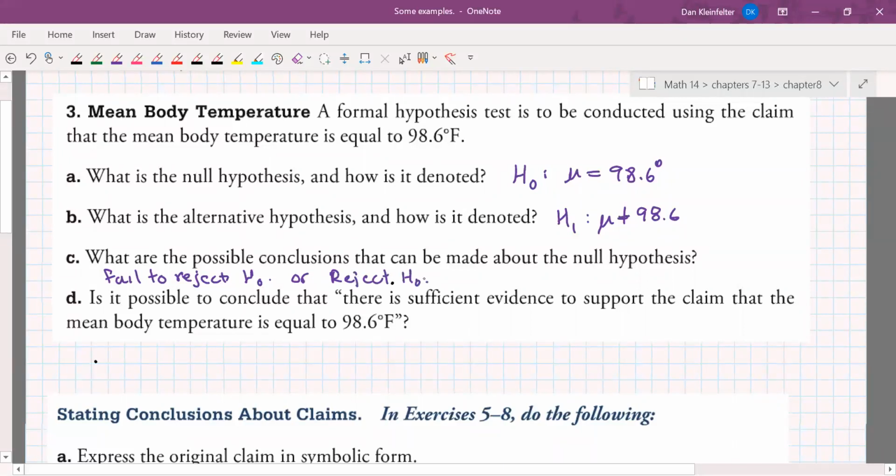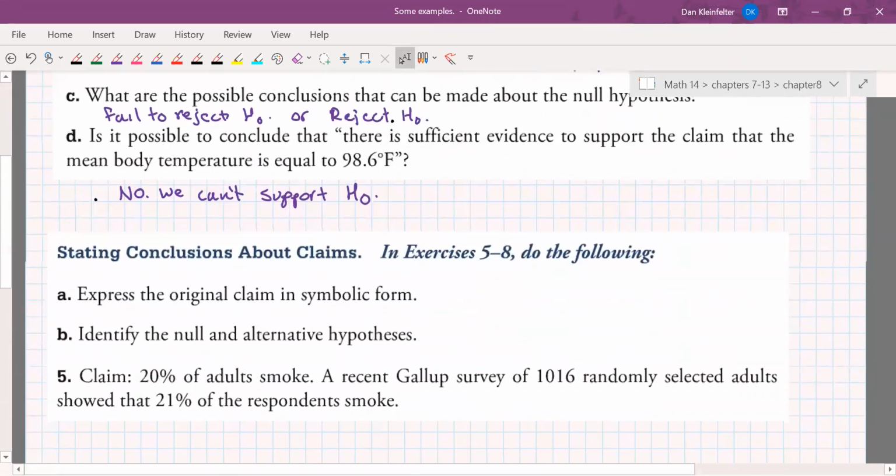Is it possible to conclude that there is sufficient evidence to support the claim that the mean body temperature is equal to 98.6 degrees Fahrenheit? And the answer there is no. We can't really prove or support H0. Our alternatives are either just to reject the null hypothesis or not reject it. And there's a difference between not rejecting something and saying that it's true.